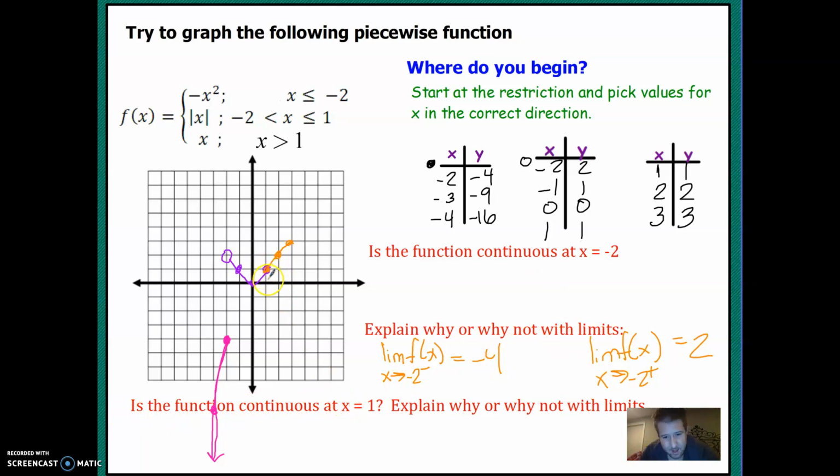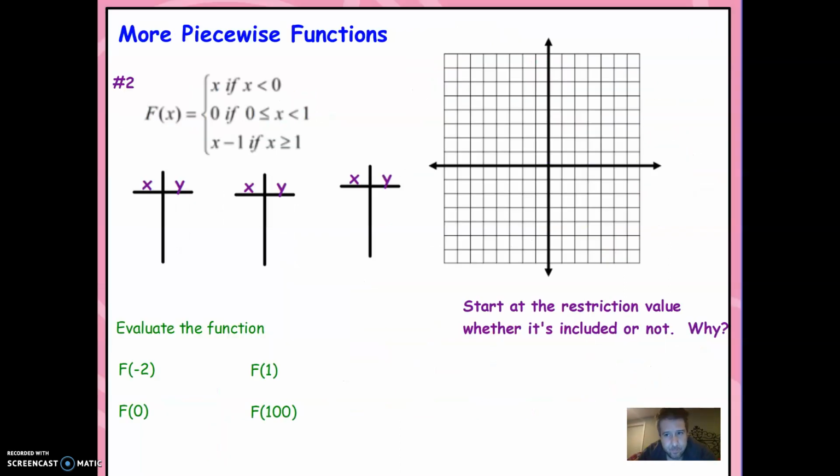So yes, it is. And the reason why is because when you do the same thing, you're going to get exactly the same answer. This answer and this answer happen to be the exact same. So that is continuous. Okay. So number 2.